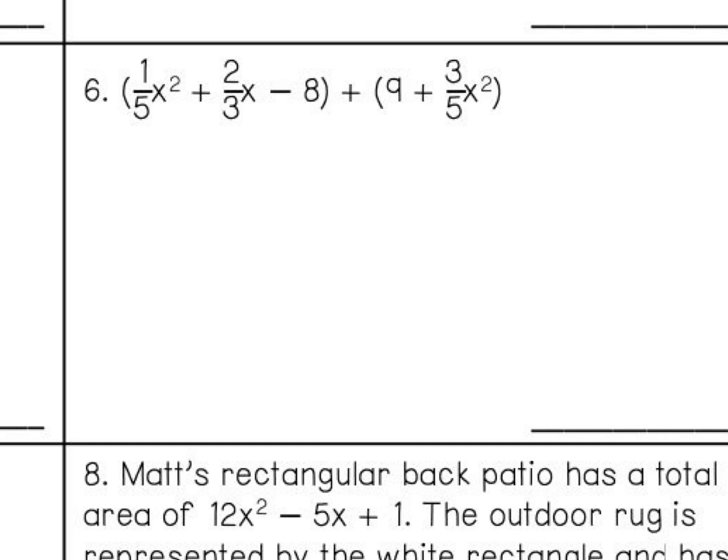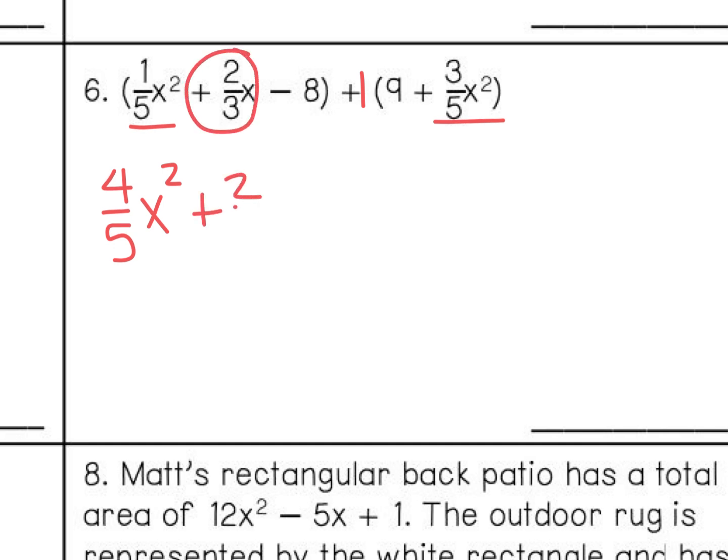I would definitely use my calculator with my fractions. Technically it's a positive 1, so we're not really changing anything. So 1/5 and 3/5 is 4/5. If they have the same denominator, it makes life really easy. Otherwise, just use your calculator. So plus 2/3 x, and then you've got a -8 and a +9, so a +1.